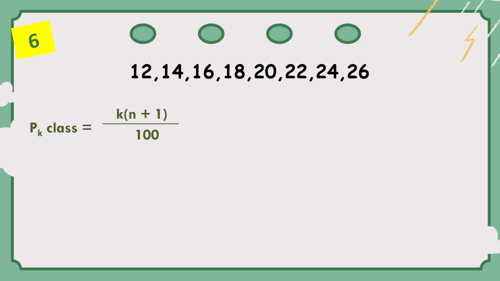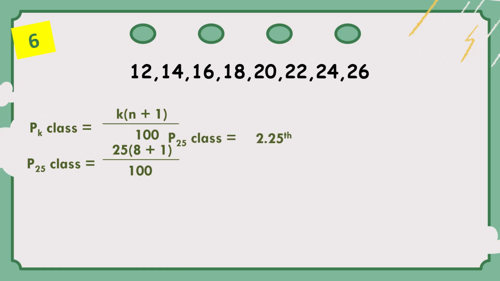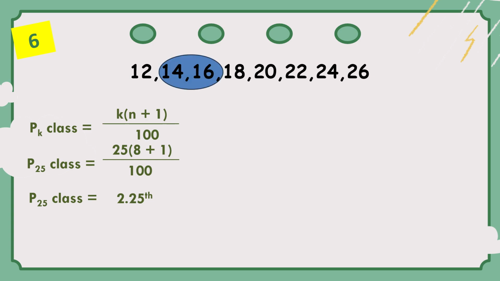So let us identify the percentile 25. So k is 25. So the number, that is 8 plus 1 over 100. 8 plus 1 is 9 times 25 divided by 100. The answer is equal to 2.25. So percentile 25 is equal to 2.25 in between 14 and 16.